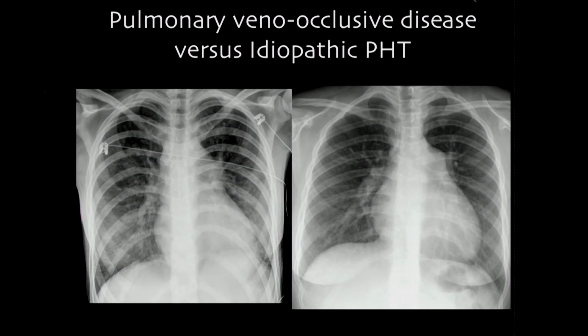When you have a pulmonary hypertension case, if the lungs are clean, that is more likely primary, idiopathic. However, if you see this, the Kerley lines and reticular patterns, you should include in the differential diagnosis pulmonary veno-occlusive disease as the possible etiology. Okay.